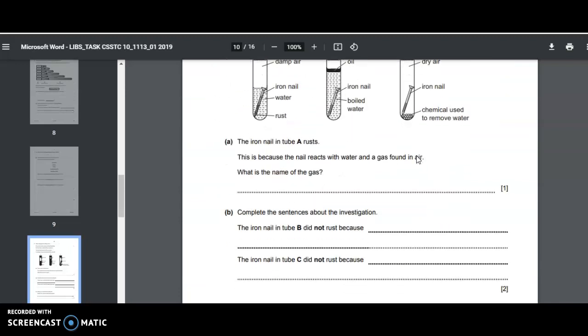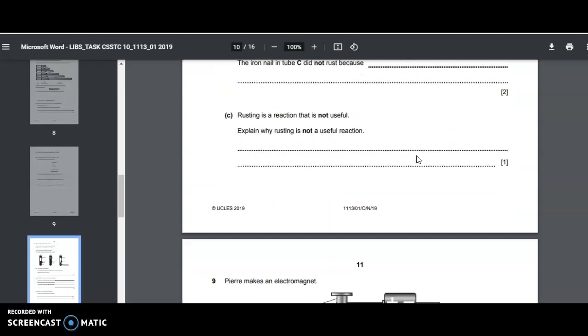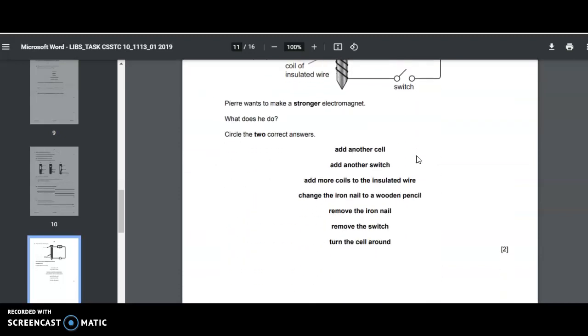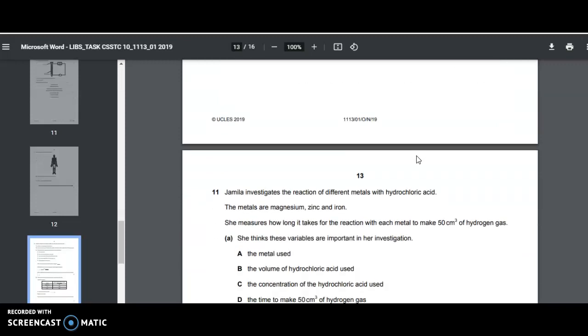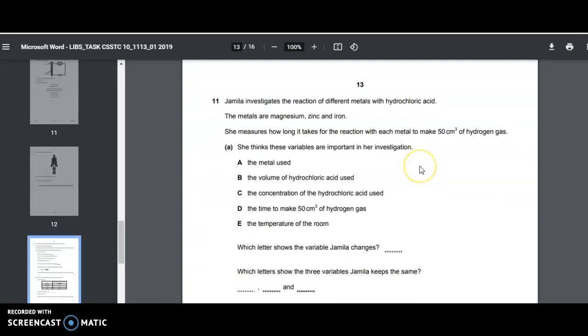Now, moving on. With this question, we were talking about variables. So she wants to react different metals with hydrochloric acid. So which one is the independent? Which variable is she changing? That's the independent variable. Metals means metals used, A.